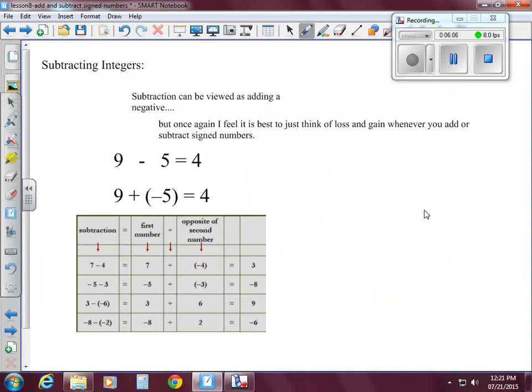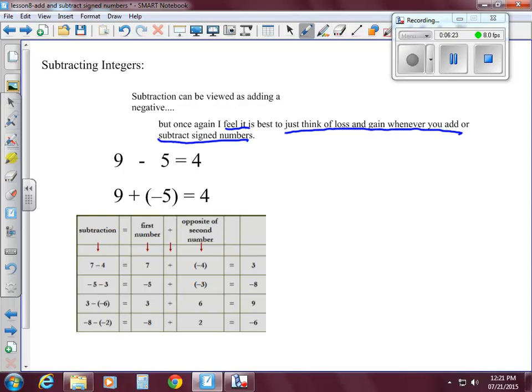Subtracting integers. Well, adding and subtracting are, as we know now, sort of brother-sister operations. Subtraction is just adding a negative. So subtraction can be viewed as adding a negative, but once again, I feel it's best to just think about loss and gain whenever you're adding and subtracting signed numbers.